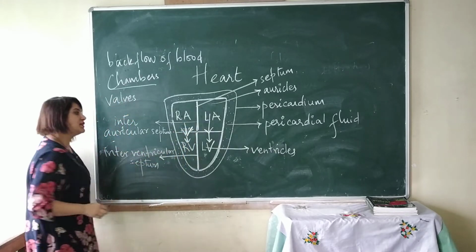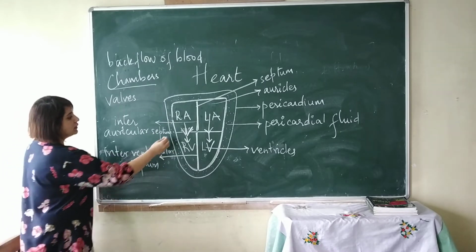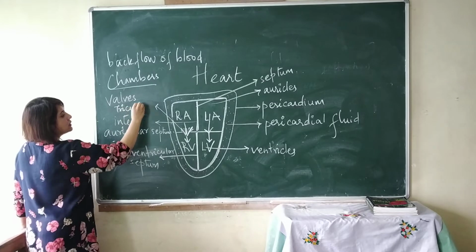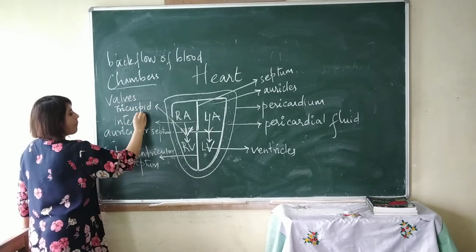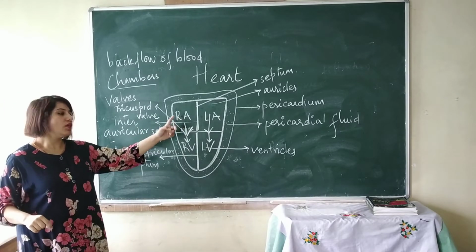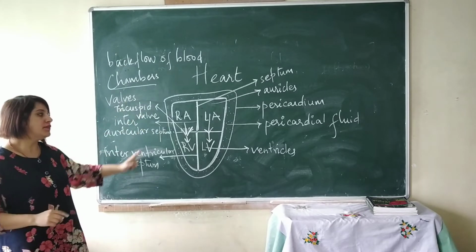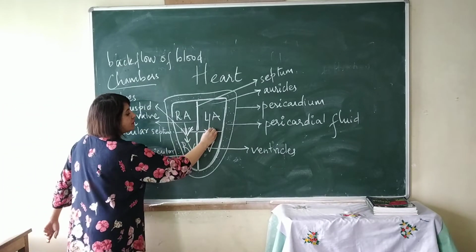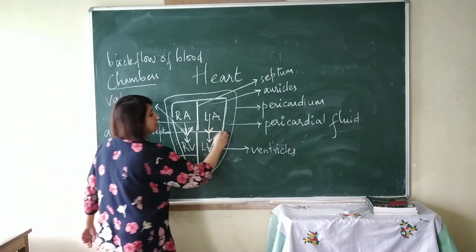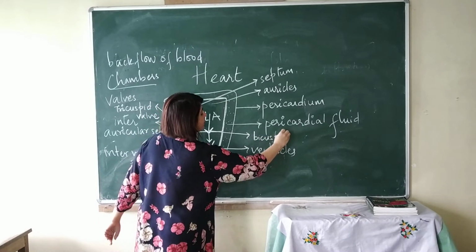Now let's learn the names of the 2 valves. The valve present between the right auricle and right ventricle is called tricuspid valve. And the valve present in between the left auricle and left ventricle is called bicuspid valve.